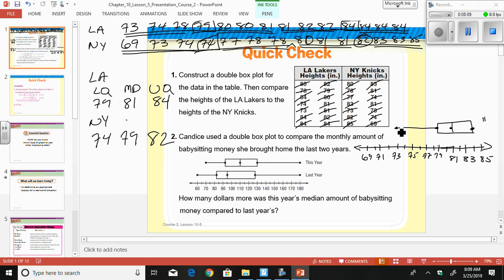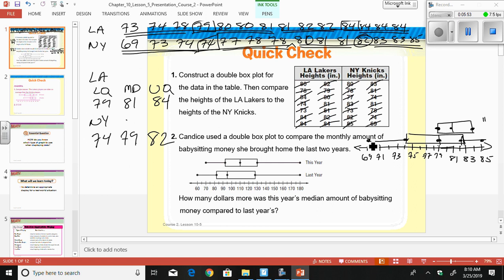Then we need to go to New York, so our lowest number is 69. And then our next number is 74. Okay, hold on. Our next number is 79 on that. Okay, this should be at 79. Interesting. Okay, now I'm getting it right. So 74 and then 79 and 82. And then our largest number is 85. So I can make our box and whisker plot here, with our median in the middle.